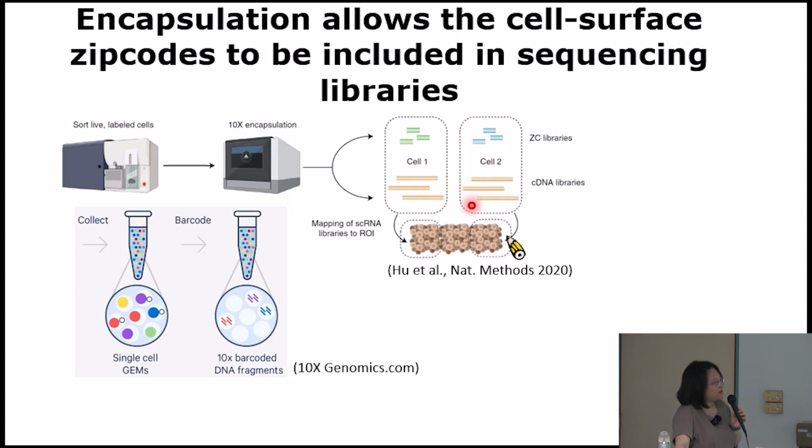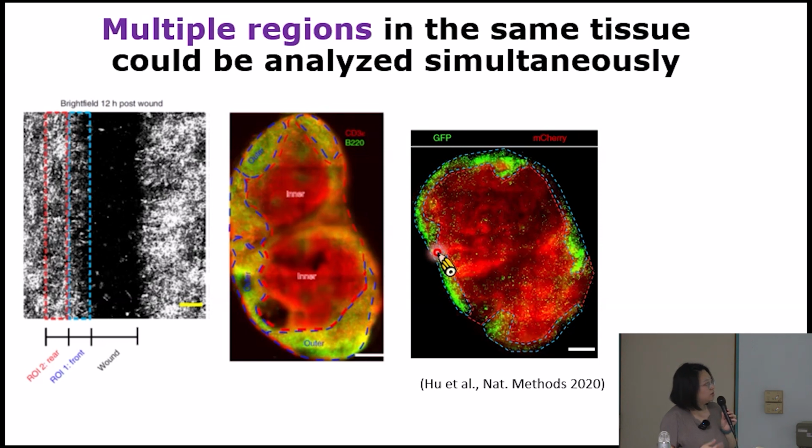So using this method, you can actually label more than one region in the same population and analyze different things in the same sample simultaneously. The authors provided 3 different examples for that.